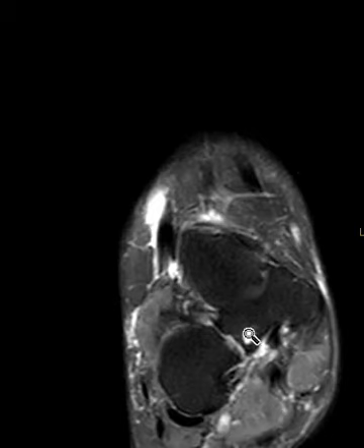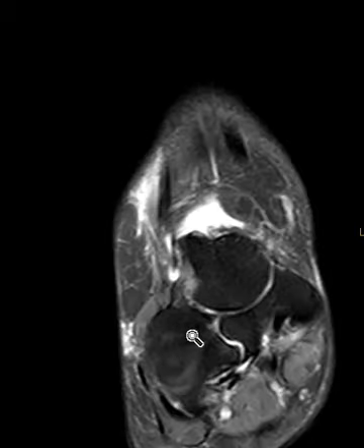cuboid bone and navicular bone, which is very rare.